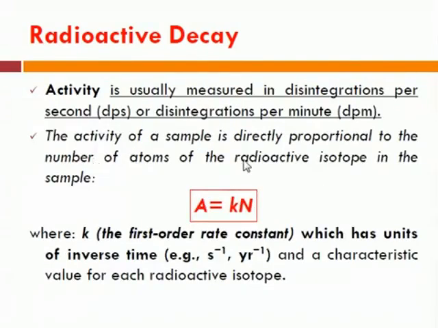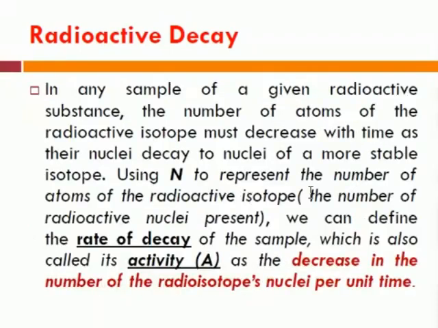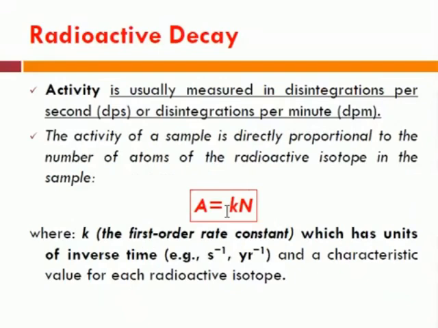The activity of a sample is directly proportional to the number of atoms of the radioactive isotope in the sample. So activity is directly proportional to the number of atoms of the radioactive isotope. So what is K here? This is the formula in computing the activity. If you're going to find N, the number of atoms of the radioactive isotope, the formula is to divide both sides by K.